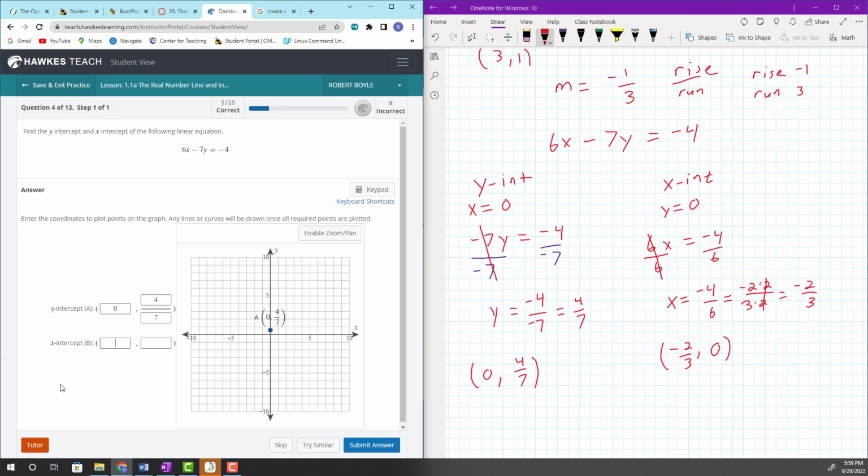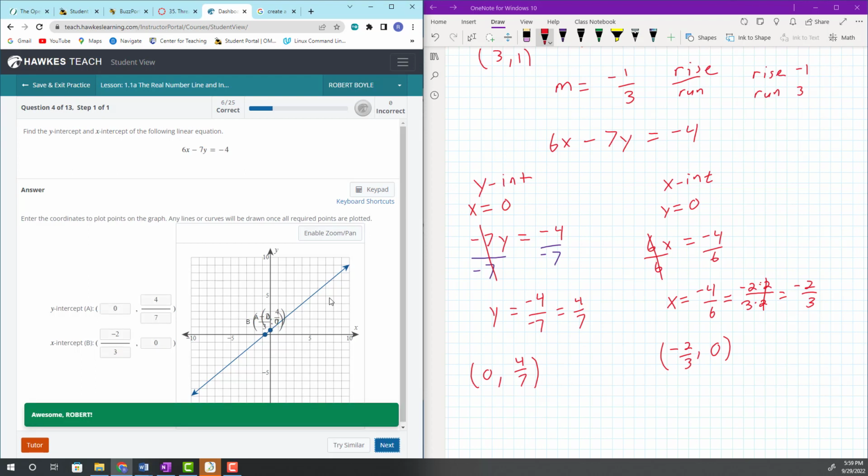So here we can do the fraction negative 2 over 3, 0. And there's our other point. As you can see, it's on the x-axis. They actually are kind of tight, but hopefully it's correct. And it is. Moving on.